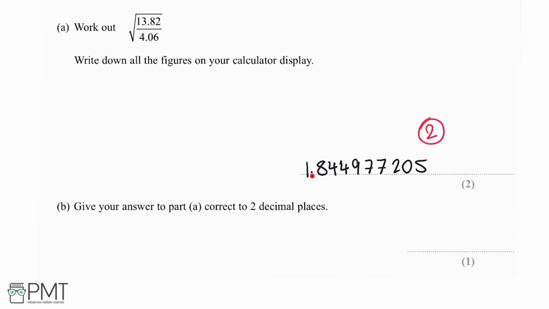So to do this, from the decimal point, I'm going to count 1, 2. Then I'm going to look at the number after the second one. If this is 5 or higher, I'm going to round up, or if it's less than 5, I'm going to keep it the same. This number is less than 5, so I keep this number the same. And rounded to 2 decimal places, we're going to have 1.84. And that gives us another mark.